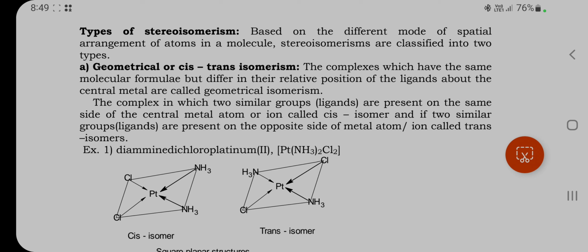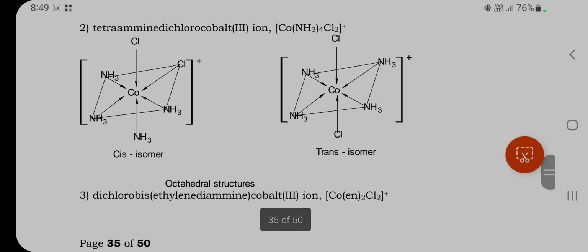So in the second structure, the two chloro ligands are present on the opposite side and also the two amino ligands are present on the opposite side. Therefore this isomer is called the trans isomer. In the second example, that is the tetraamminedichlorocobalt ion, in the cis form the two chloro ligands are present on the same side. In case of the trans isomer, they are present on the opposite side.